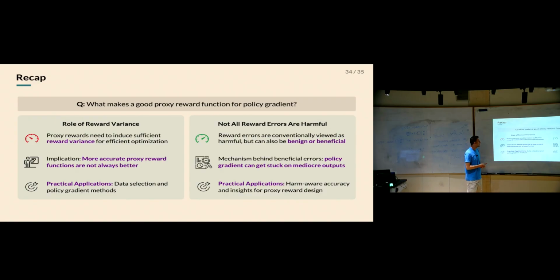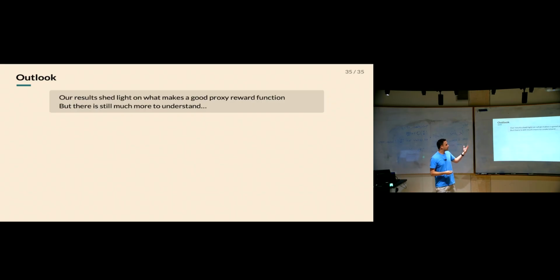To conclude with a takeaway, going forward, our results shed light on what makes a good proxy reward function, but indeed it doesn't give the complete picture. I still can't tell you, give me a ground truth reward, give me your policy, I don't know what is the best proxy reward function that you can use. So there's still much more work to be done here.